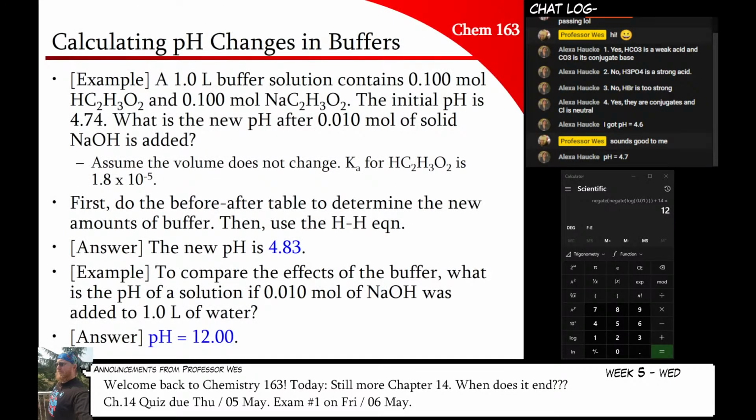And interestingly, I had forgotten that I actually asked to do that problem. What is the pH when you do this? Yeah, it's 12.